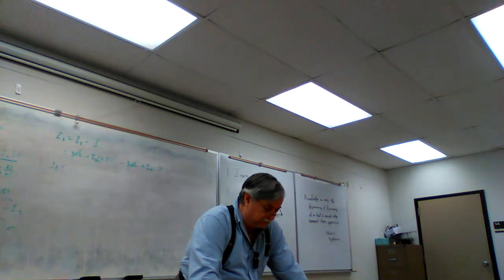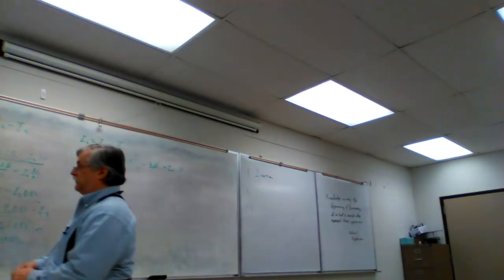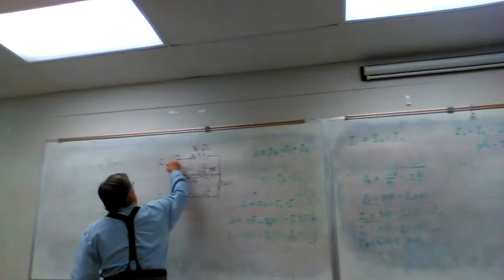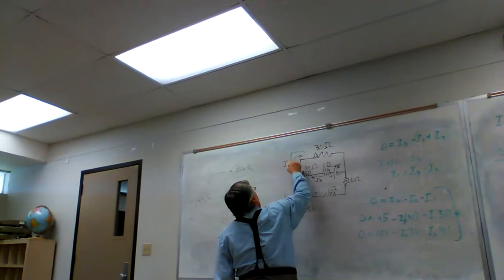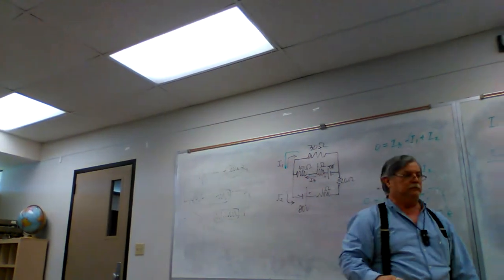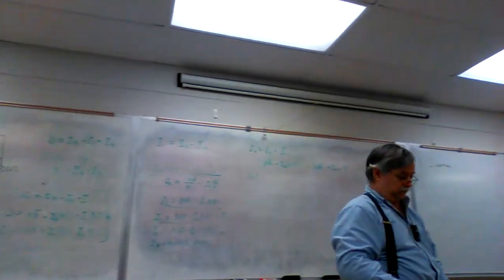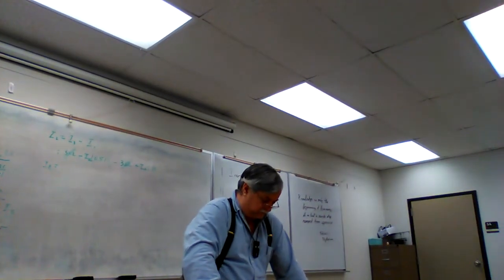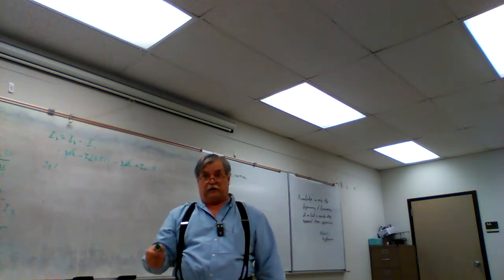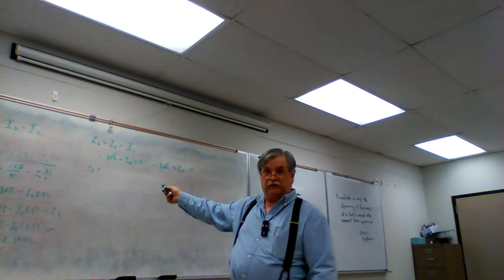In their case, it gave them a non-trivial result of I1 equaling negative 0.87 amps, which meant that their assumption that this was going in this direction was wrong, that in fact I1 is going the other direction. So the lesson learned here is when you've set up your equations, don't erase them.